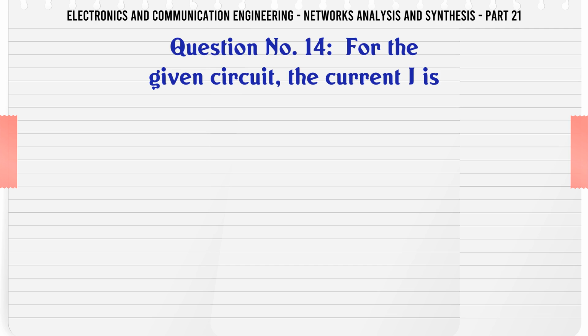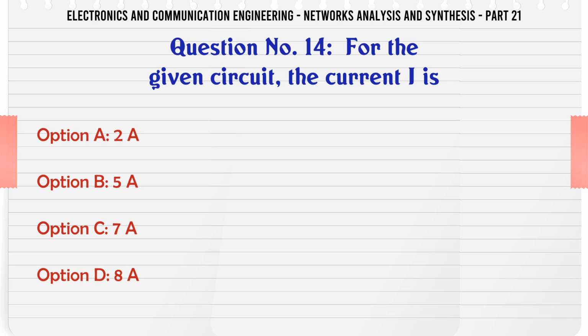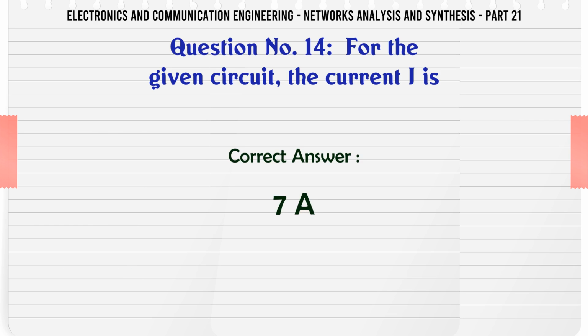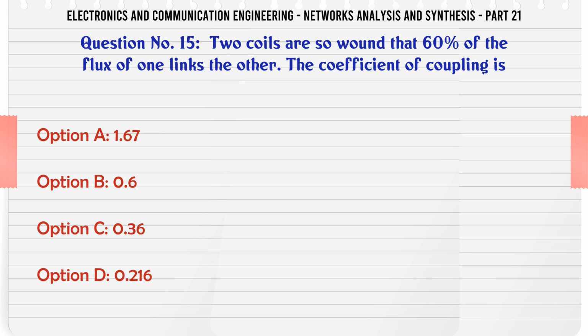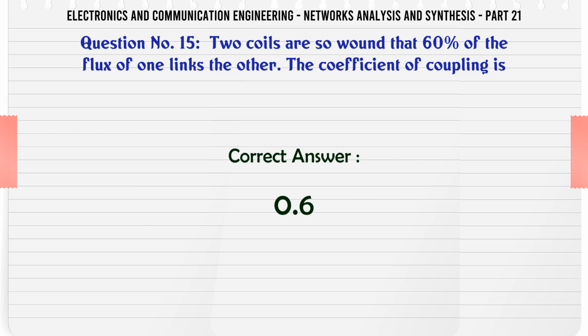For the given circuit, the current I is A 2A, B 5A, C 7A, D 8A. The correct answer is 7A. Two coils are so wound that 60% of the flux of one links the other. The coefficient of coupling is A 1.67, B 0.6, C 0.36, D 0.216. The correct answer is 0.6.